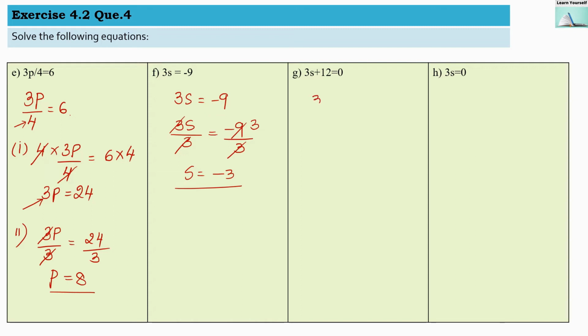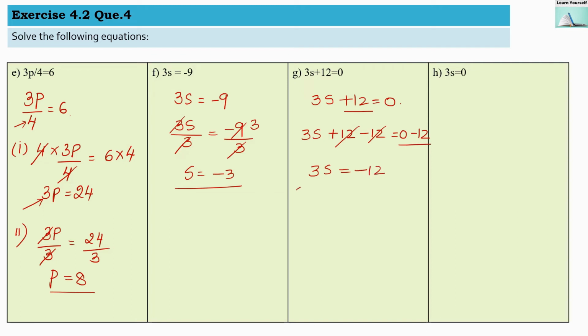3s plus 12 equals 0. So first let us remove this plus 12. So we are going to subtract 12 on both sides. This 12 and this 12 will get cancelled out. We will get here 3s equals 0 minus 12. We will get minus 12.